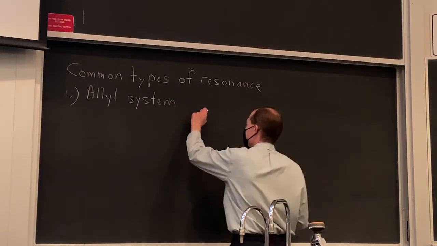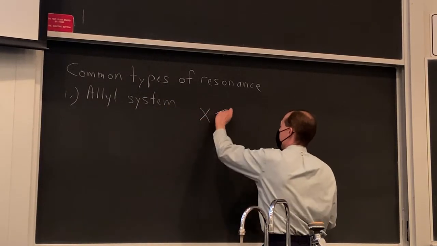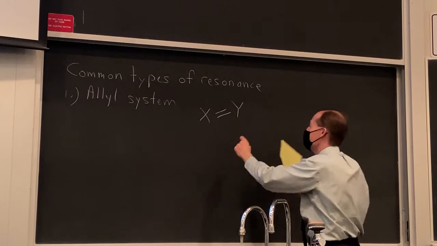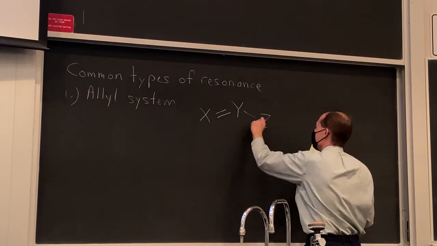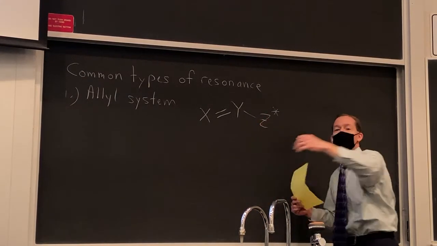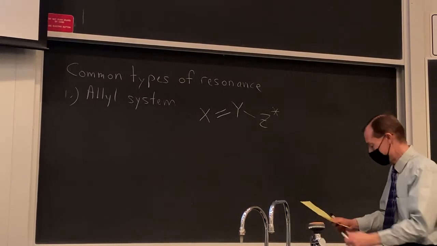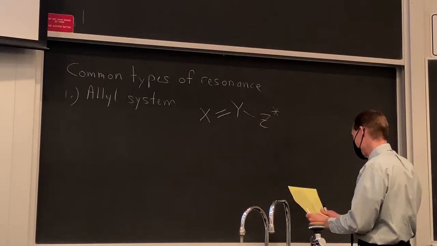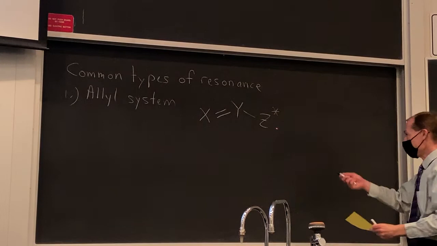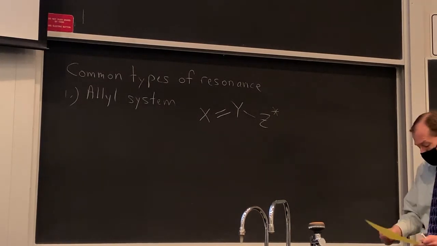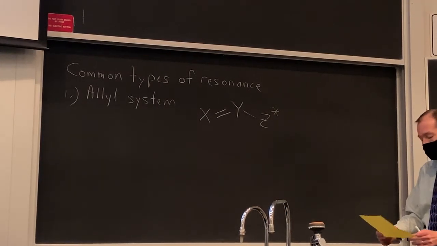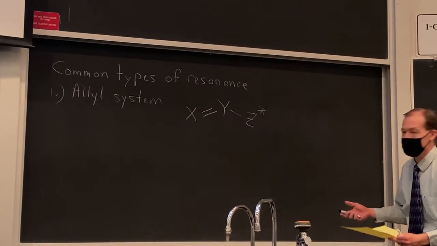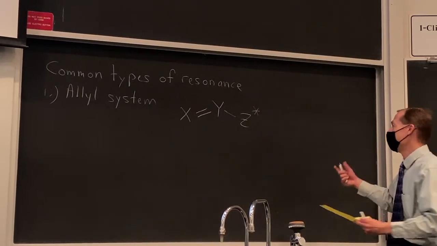And we can draw that in this fashion, just using X, Y, and Z as generic letters. These can be carbons, they can be nitrogens, they can be oxygens. So we'll just use X, Y, and Z. And I put an asterisk on Z. That would mean that Z is either an anion, a cation, or a radical.